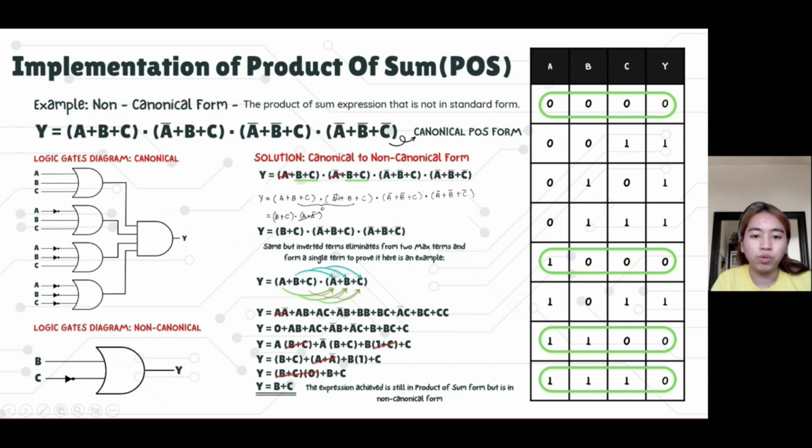So by doing what we did earlier, ika-cancel lang tong a times a complement since equal siya sa 0. And since may common sila, which is b plus c, we bring this down. Ayan, kaya napunta siya dito. And this one naman, hindi siya nagalaw, kaya bring down lang din dito. So there is a law in non-canonical form that same but inverted terms eliminate from 2 max terms and form a single term. So to prove it, here is an example.